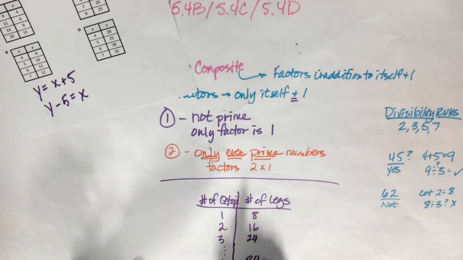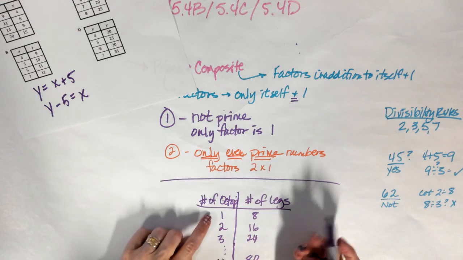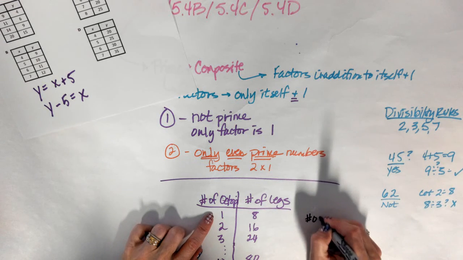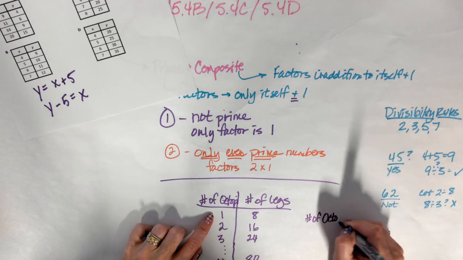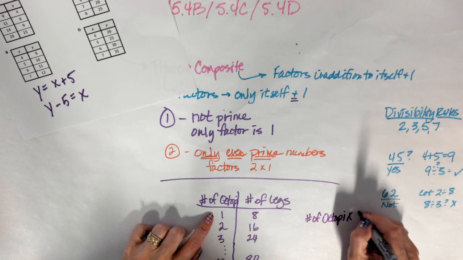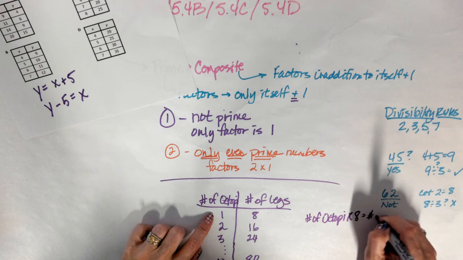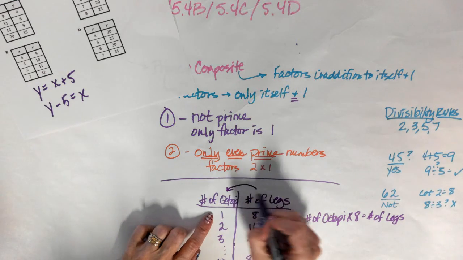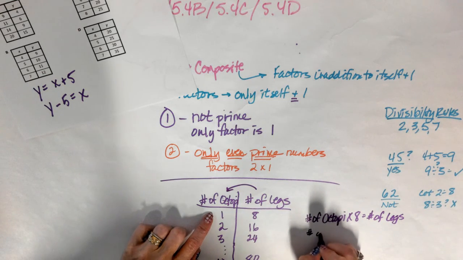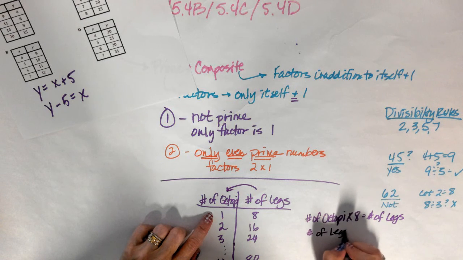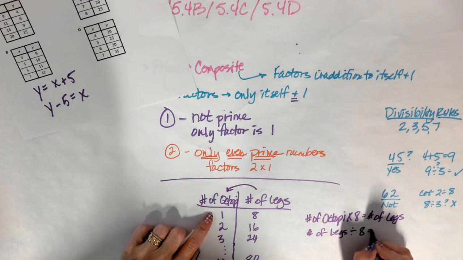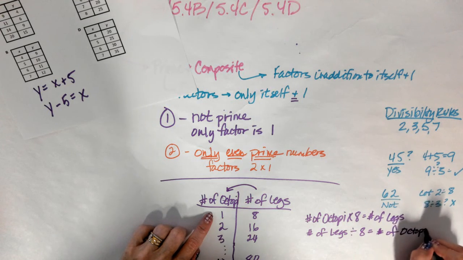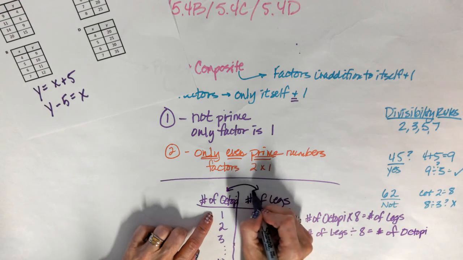I want kids to be able to say both rules. Both rules for this table would look like the number of octopi times 8 equals number of legs, or the other way, number of legs divided by 8 equals the number of octopi, right? Do you see how that rule goes both ways? It has to go both ways.